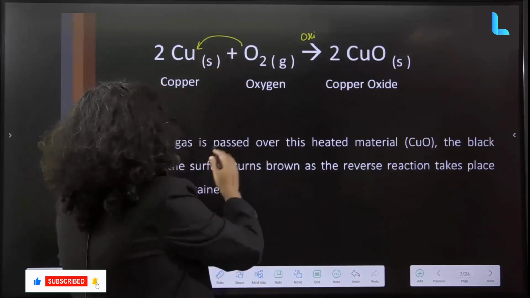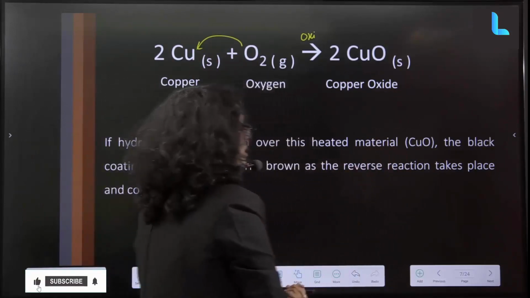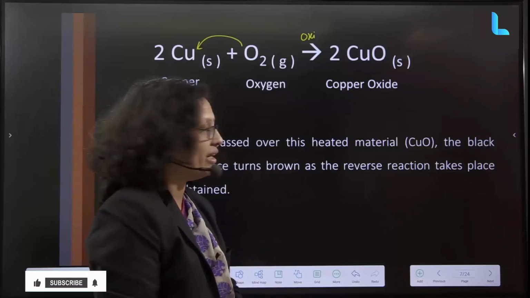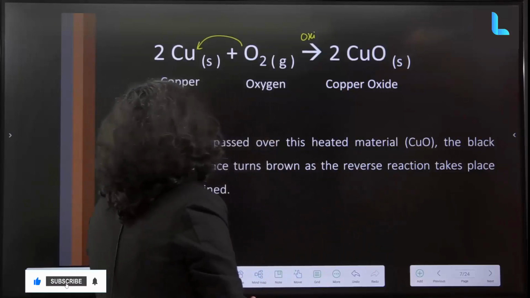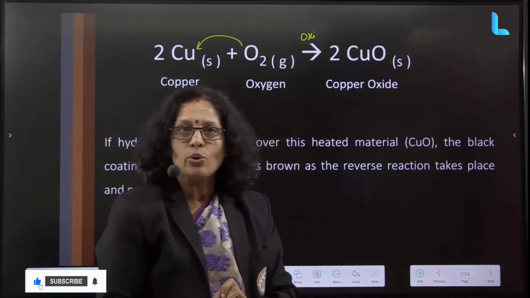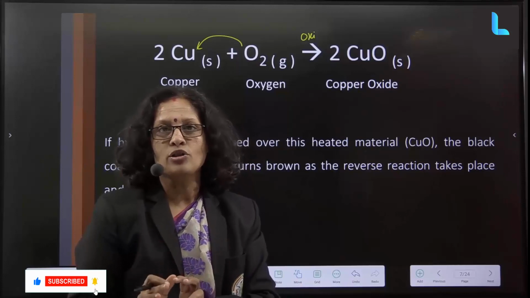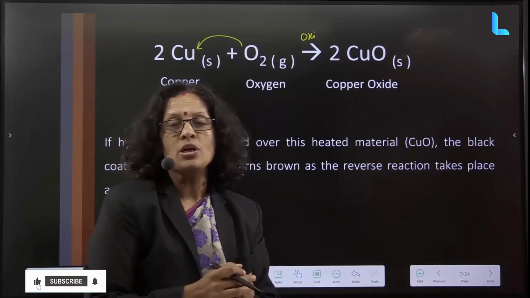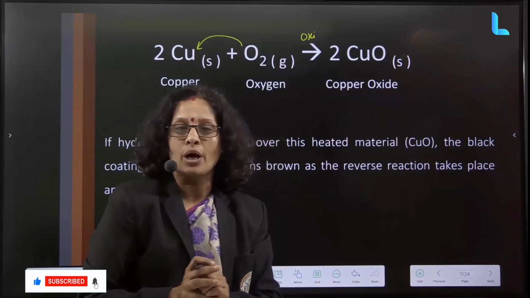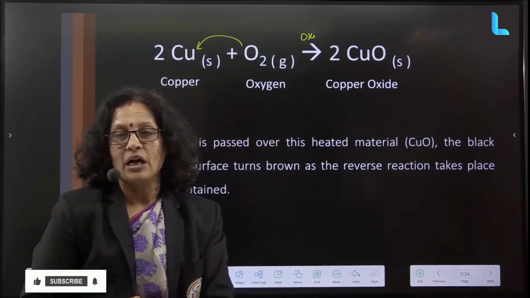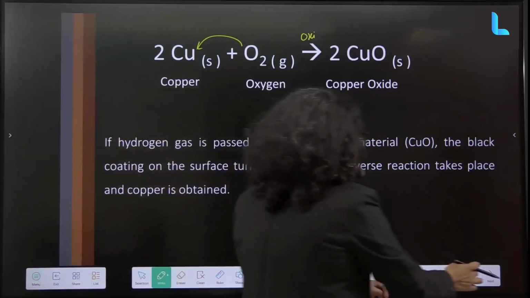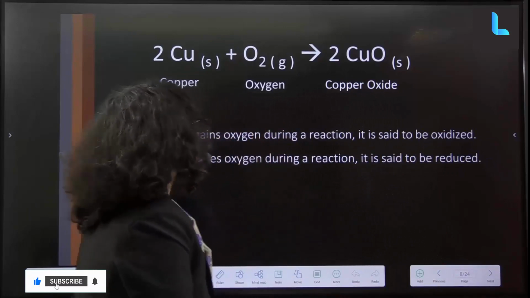If hydrogen gas is passed over this heated material, copper oxide, the black coating on the surface turns brown again and a reverse reaction takes place and copper is obtained. If copper oxide is treated with hydrogen, the black color will start turning brown and copper will be separating out. So reduction will take place. The reverse reaction is a reduction reaction, but hydrogen should be added in that case.